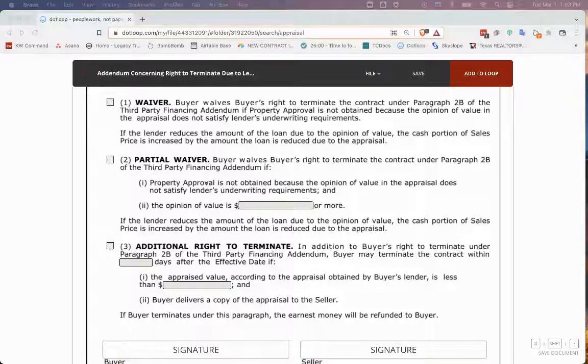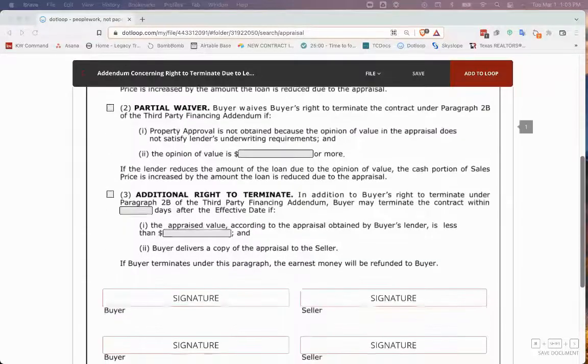So you could say if the home appraises for $580,000, we'll purchase it. But if it appraises less than $580,000, then we have the right to terminate. So you'd put that $580,000 in this, and that would be your partial appraisal waiver. For contracts that we've received in the past 30 days, we've seen about 17.31% have partial appraisal waivers.